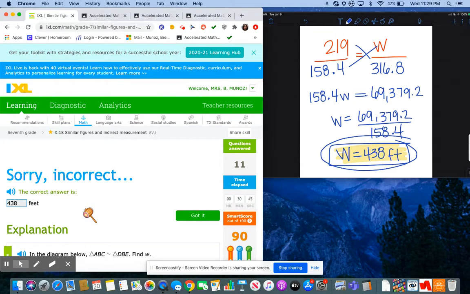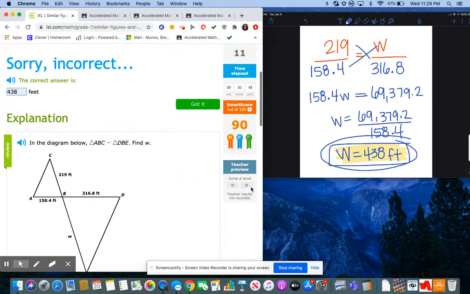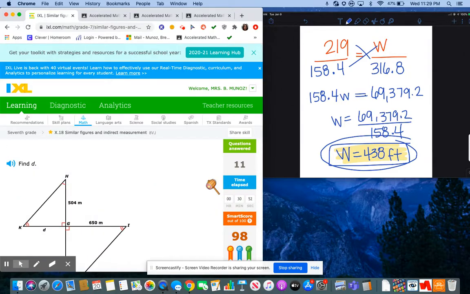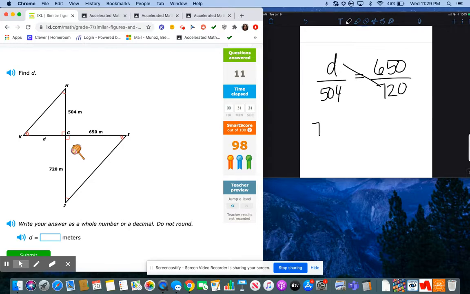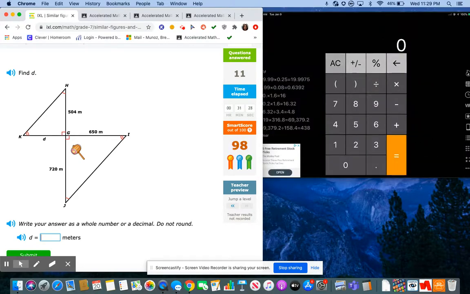And so this is what you have to do, right? And pretty much that's it. These are the two skills that you have to do today. Here, I'm not going to highlight anything. I'm just going to show you the proportion. I will say D is corresponding to 650. And then 504 is corresponding to 720, right? So you can cross multiply. 720 times D equals 504 times 650.